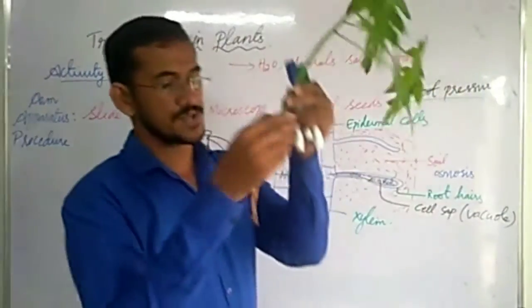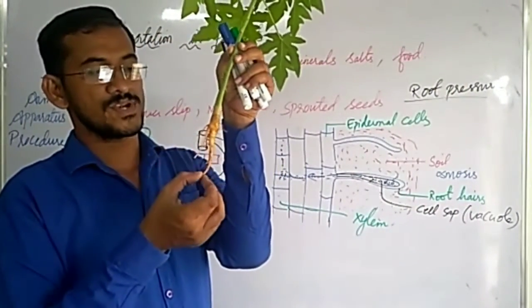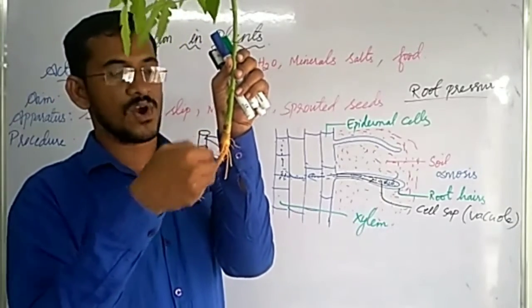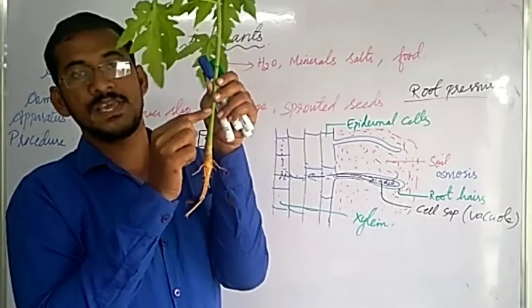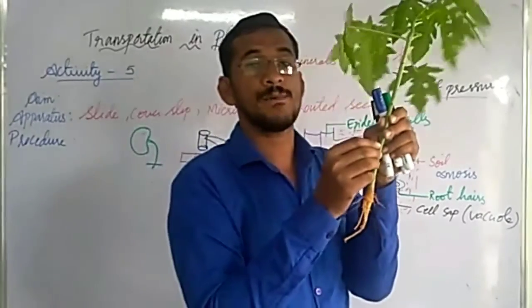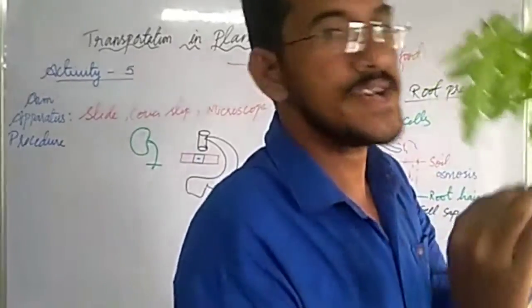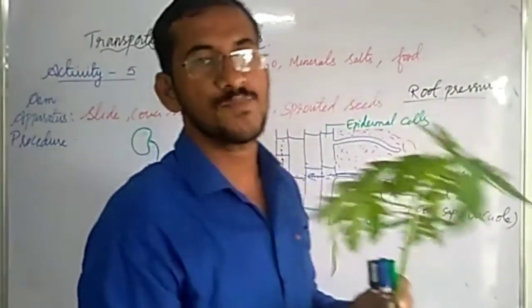So this is a root. In the case of the root, xylem is present towards the exterior, in the peripheral region, the corner region. But in the case of the stem, what happens? Xylem is present in the center. Understood? This is for conducting the water, for transporting the water.